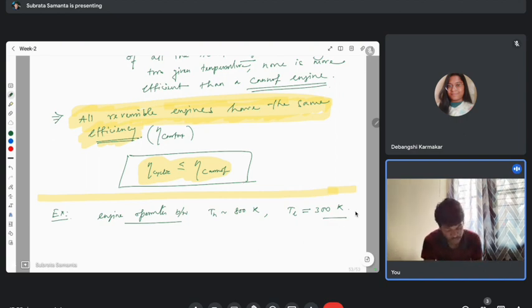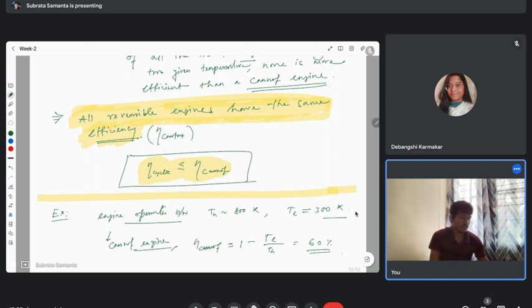If this engine is a Carnot engine, and we calculate the efficiency, let's say this engine is a Carnot engine, then we calculate the efficiency, eta Carnot. So you know that it is 1 minus TL by TH, just put in the values and we get 60%. So just put into the formula and we get it.